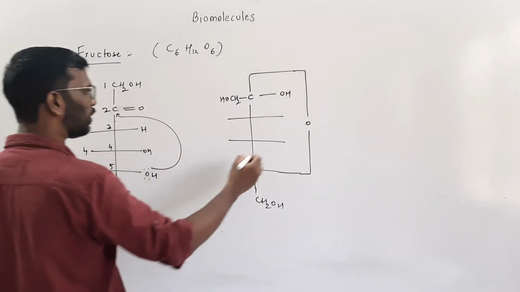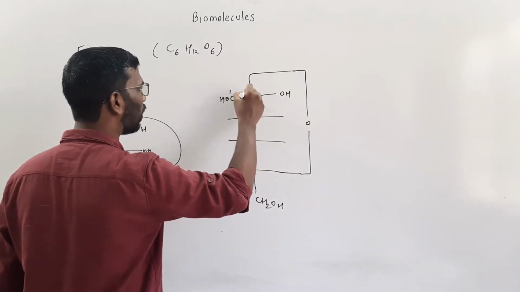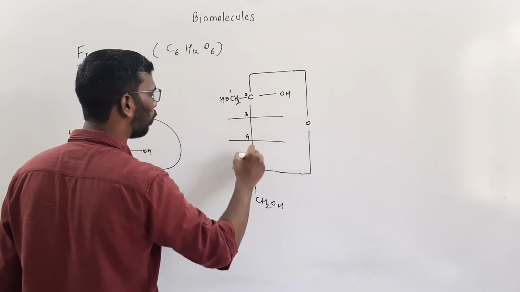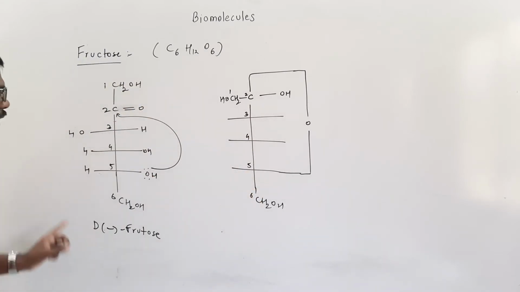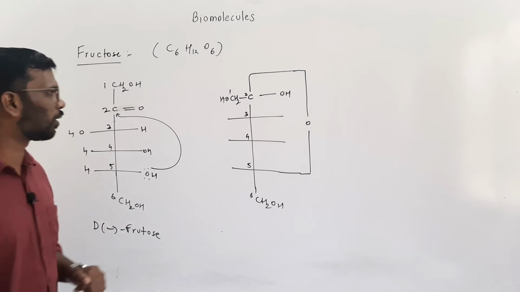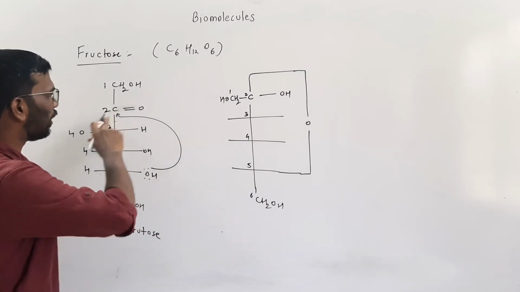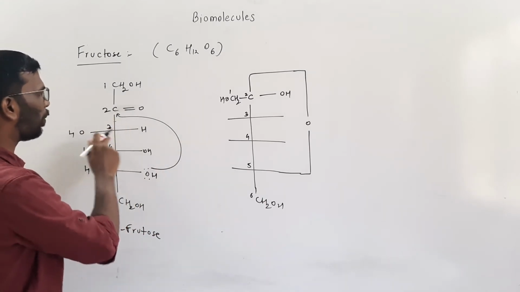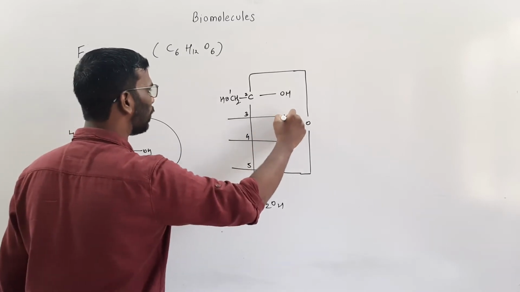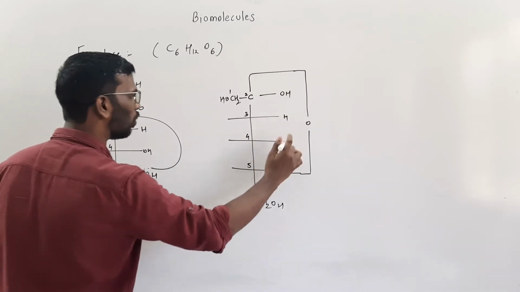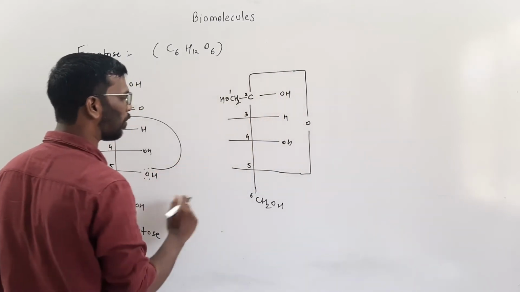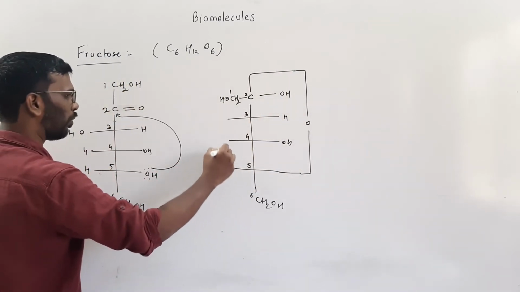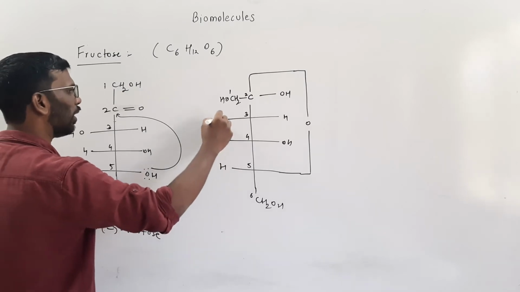The rest part is same, like this is my carbon 1, carbon 2, 3, 4, 5 and 6. It is always safe to number the carbon and then try to draw the structures, right? So this is the thing, and carbon 3 it is same, hydrogen is remaining over here. Carbon 4 this is also same, and carbon 5 is being attacked on this carbonyl group.